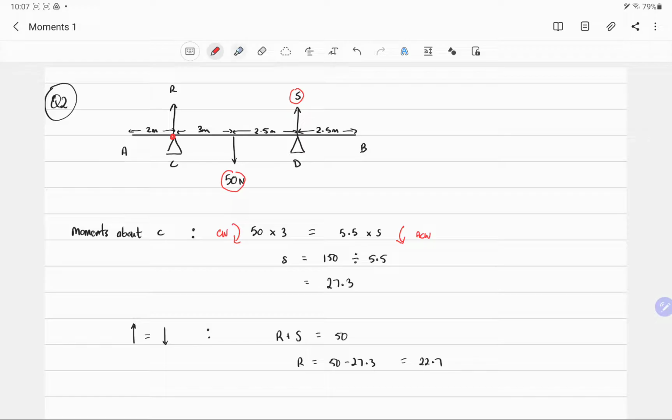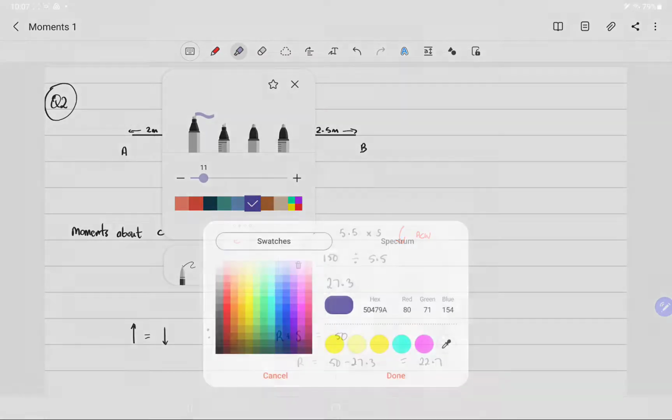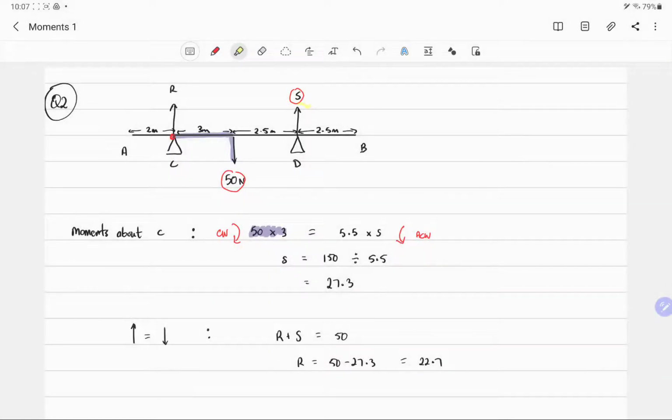So the clockwise force is our 50 newtons, and it is at a length of 3 meters. So that's 50 times 3. Our anti-clockwise force is our S value, and it is at a distance of 5.5. So 50 times 3 gives us 150, and then we have to divide that by 5.5 to get the value of S. So S is 27.3.